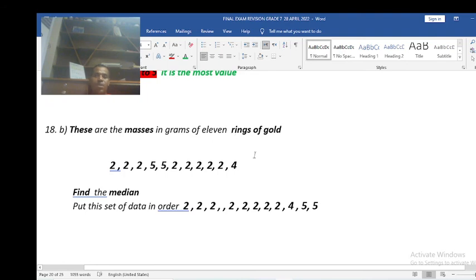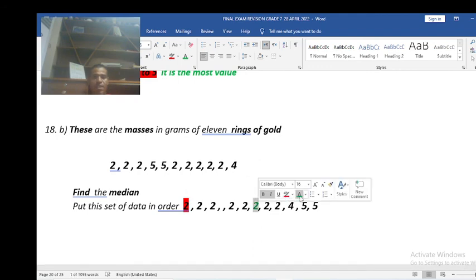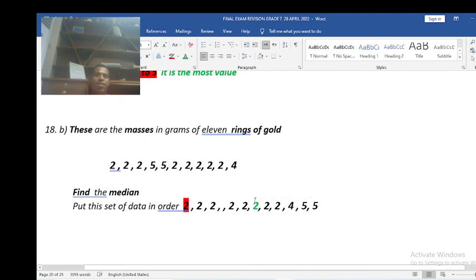11 plus 1 is 12, divided by 2 is 6. So the median is in the 6th position. This is the first position, this is the second, this is the third, this is the fourth, this is the fifth, and this one is the 6th. So the median is 2, and so median is equal to 2.